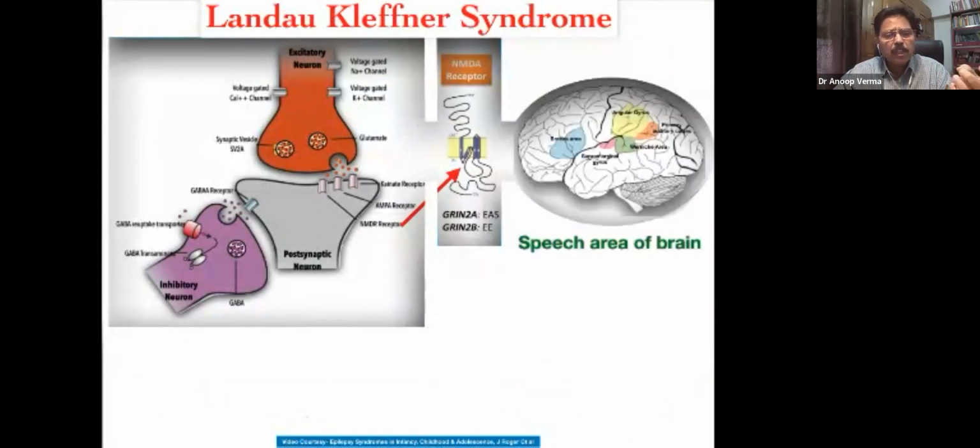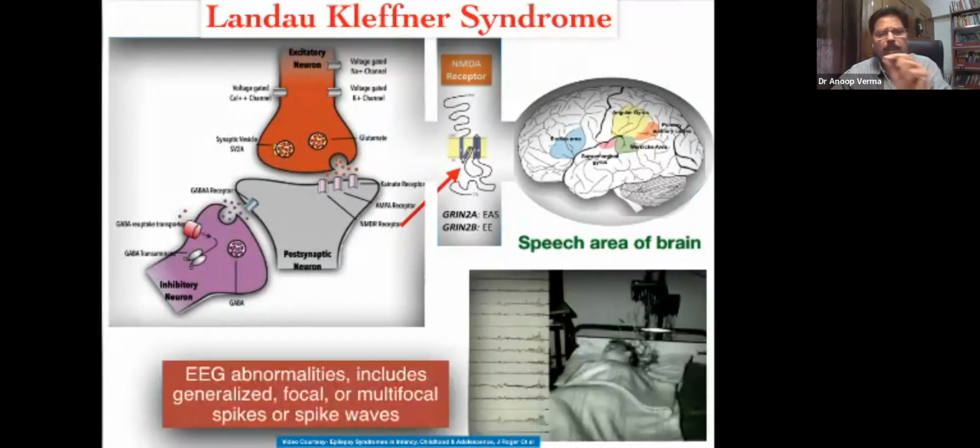These are the genes which are responsible for the development of LKS, that is GRIN2A, and this gene mutation causes the speech area of the brain to be defective, and the speech is not there. EEG abnormalities include generalized, focal, and multifocal spikes, and these are all classical of Landau-Kleffner syndrome.